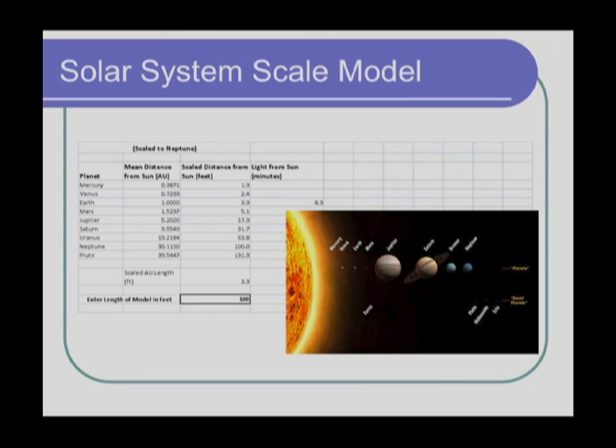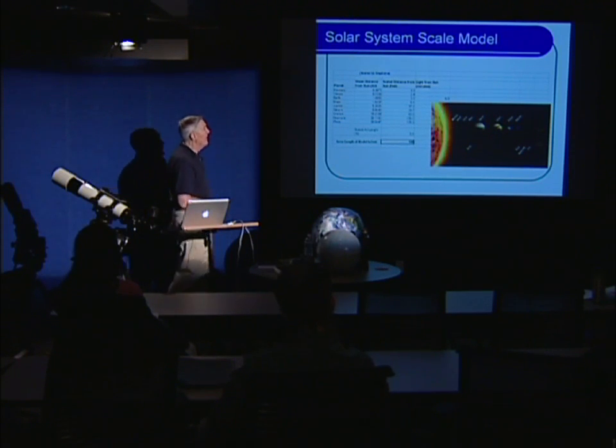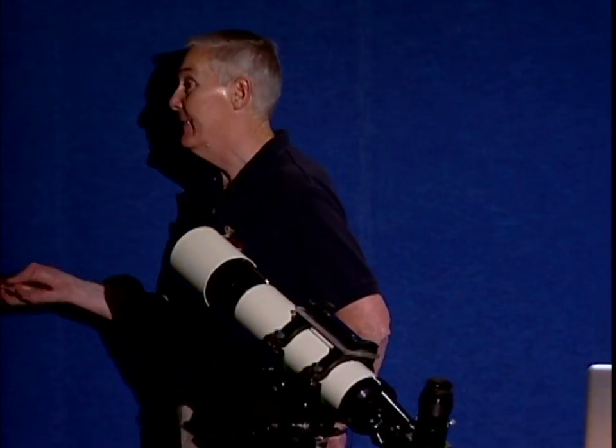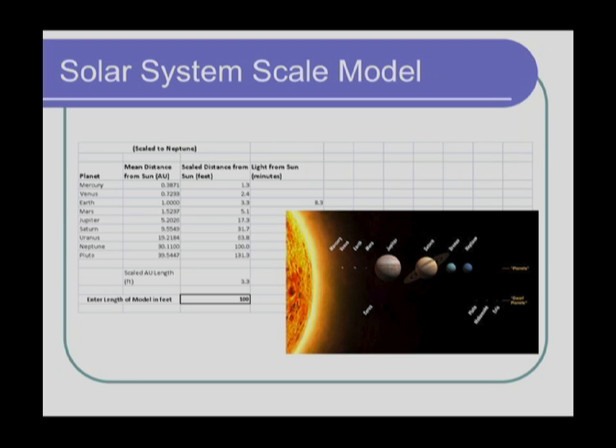The other thing you could do, in addition to building this model, is that light takes about 8.3 minutes to get to us from the Sun. So you can begin to multiply out how long it would take the light to get to Neptune, for example. It's a little over 4 hours. So you could do that, and that might be an interesting classroom kind of thing.